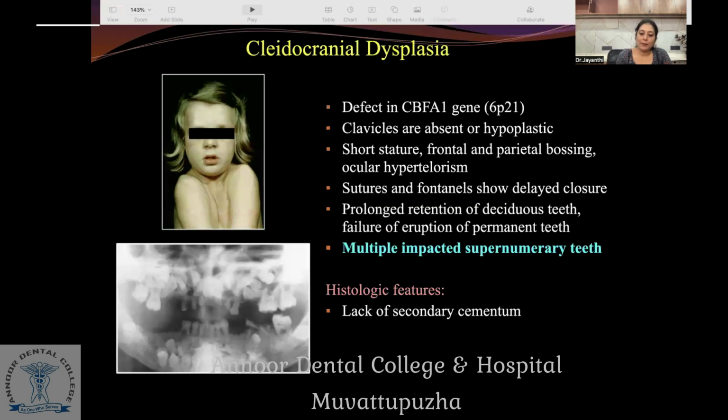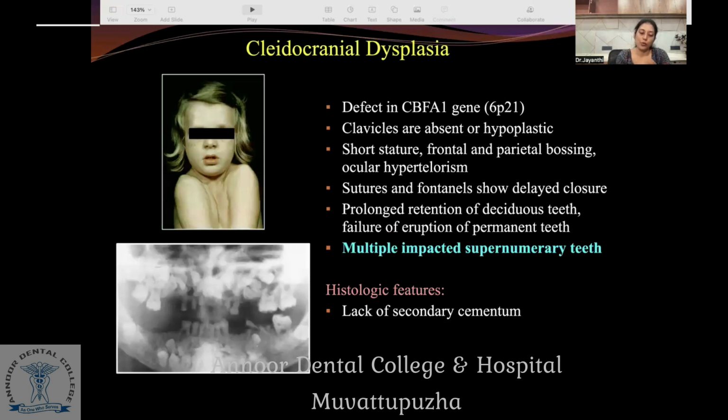The next developmental disorder is called cleidocranial dysplasia. The word cleido means clavicle, and cranium means skull. So the two major bones involved in this disease are the clavicle and the skull bone, and that's why the name is cleidocranial dysplasia. And there is a defect or mutation in a gene called CBFA. Now, what is CBFA? The full form of CBFA is core binding factor alpha.